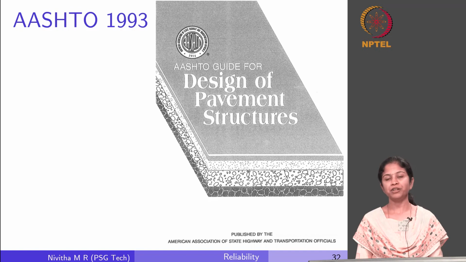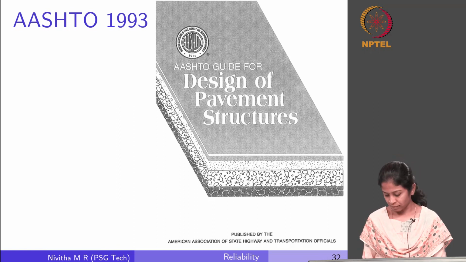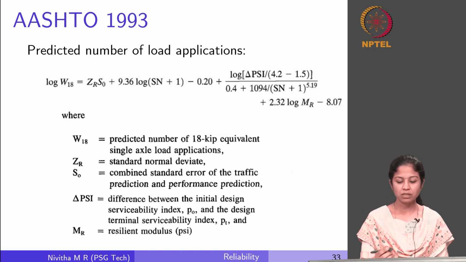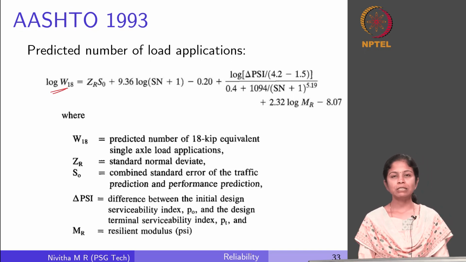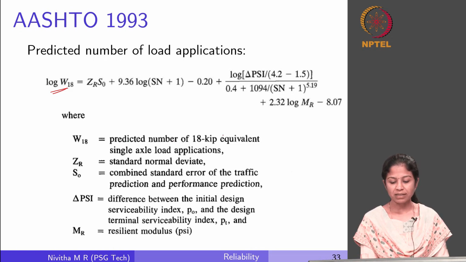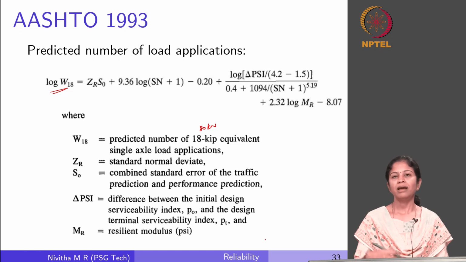Still, this standard introduces the concept of reliability, and it starts with designing a pavement by assuming a reliability level. So, it is more relevant to look into the reliability perspective from this standard as well. So, now this is the equation which is given in AASHTO 1993 to predict the number of load applications. This W18 is the expected number of load applications. So, it is defined as predicted number of 18 kilopound, which is nothing but equivalent to 80 kilonewton, equivalent single axle load repetitions. So, you calculate the expected number of load repetitions through this equation.